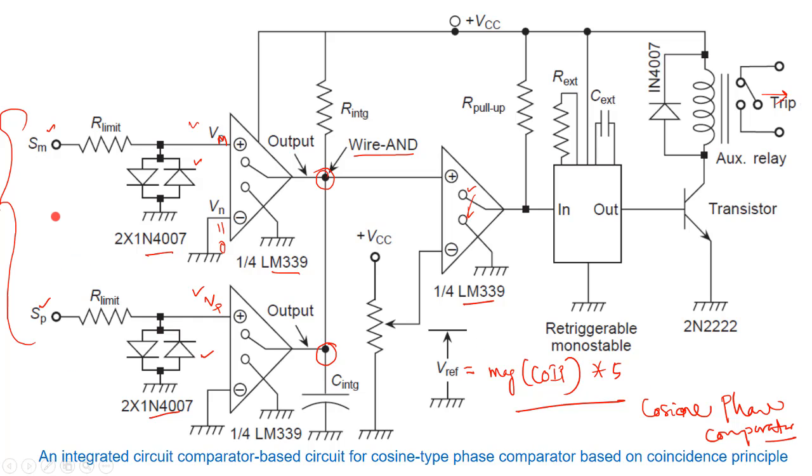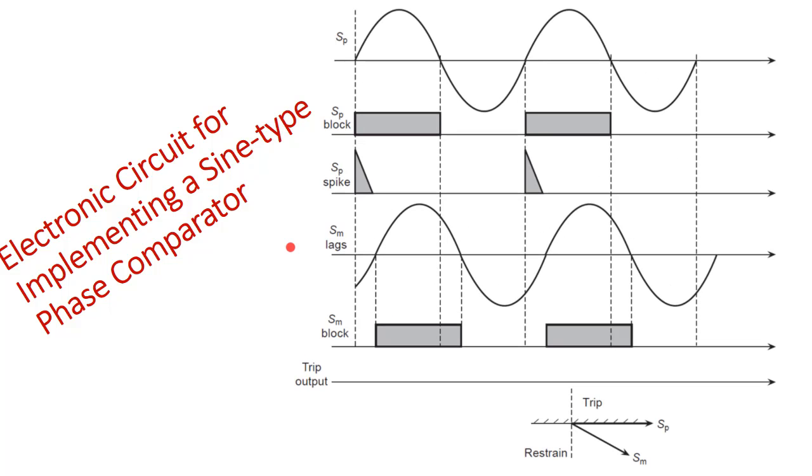Now after implementation, you can use this as a single block, as a small static component, as a cosine phase comparator, and it can be used for implementing different types of relays. Okay, so next we will see the electronic circuit for implementing a sine type phase comparator, how we can implement a sine type phase comparator.